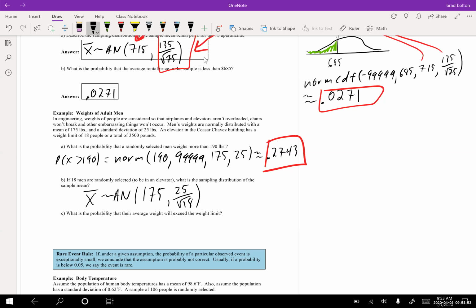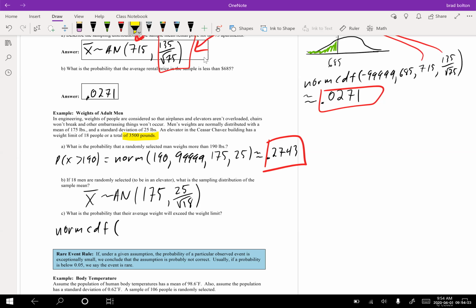It says, what is the probability that their average weight will exceed the weight limit? Well, how do you find average weight of 18 men? And what is the weight limit? So what we're going to do is we're going to exceed the weight limit. So that means we're going to do normal CDF. Okay, now you got to think about it. What is the weight limit? Well, they said up here in the problem that the weight limit is 3,500 pounds.